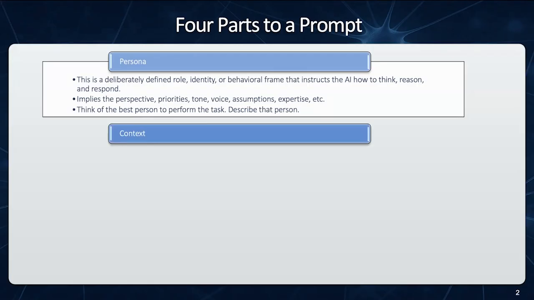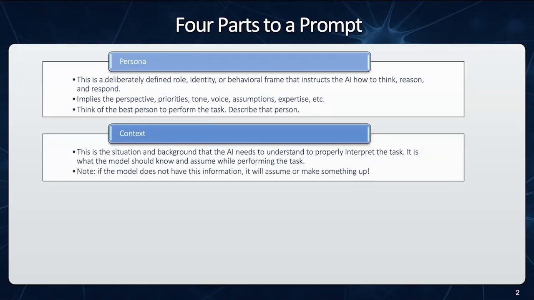The second part is the context. And this is the situation and background that an AI needs to understand to properly interpret the task. It is what the model should know and assume while performing the task. Note that if the model does not have this information, it will assume or make something up. And really, the lack of context is often the source of hallucinations.